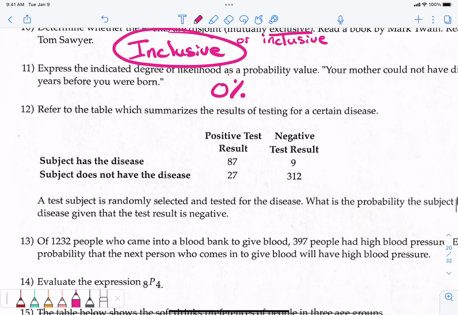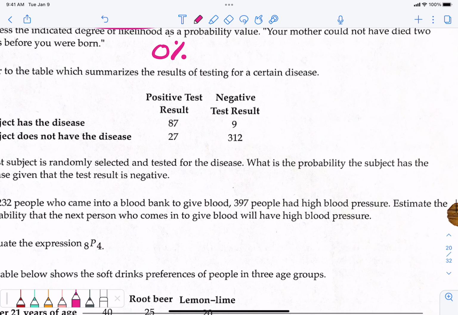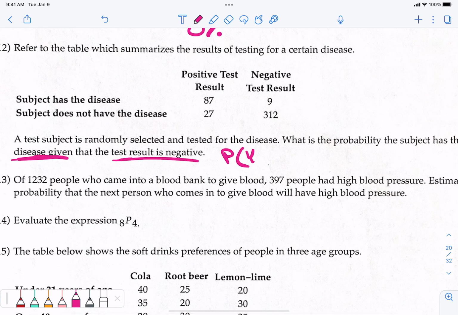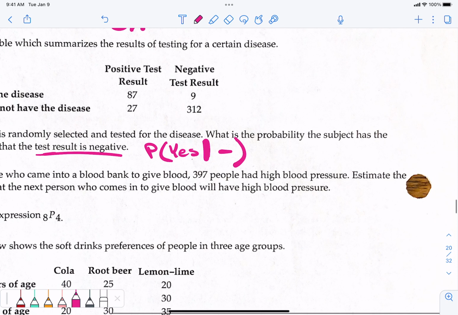All right, we've got another one: positive, negative, disease, and no disease. What is the probability that the subject has the disease given negative? So I say probability of yes given negative. That's kind of how I paraphrase it. Yes given negative. 9 out of 300. Okay, so my bottom number is going to be what? All the negatives. All the negatives go on my bottom number.